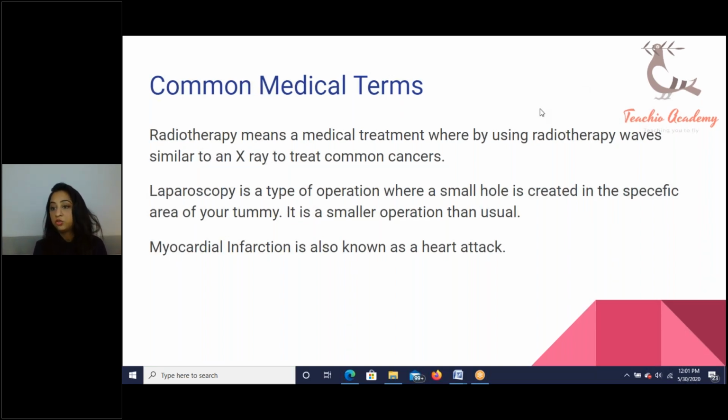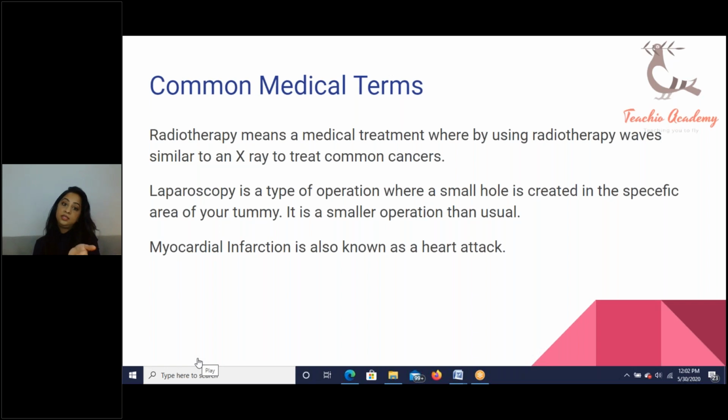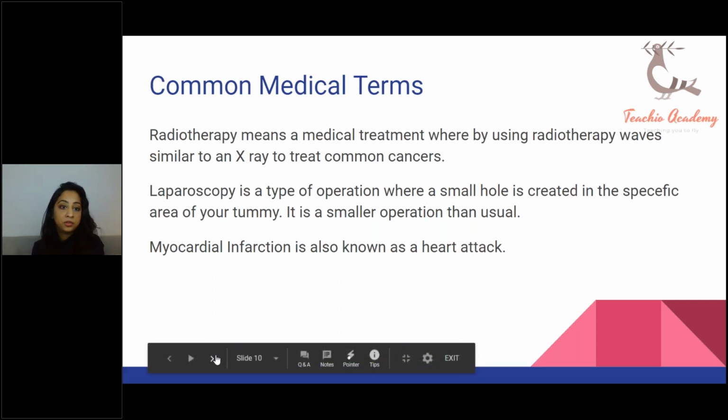Similar to an X-ray to treat common cancers. Then it can be... Laparoscopy is a type of operation where a small hole is created in a specific area of your tummy. In the specific area, you could write, because it's a specific area that the patient is concerned about, or myocardial infarction, which we've already discussed. So these things do have appeared in our previous OET exam. So it's useful to have a layman terms ready for this.